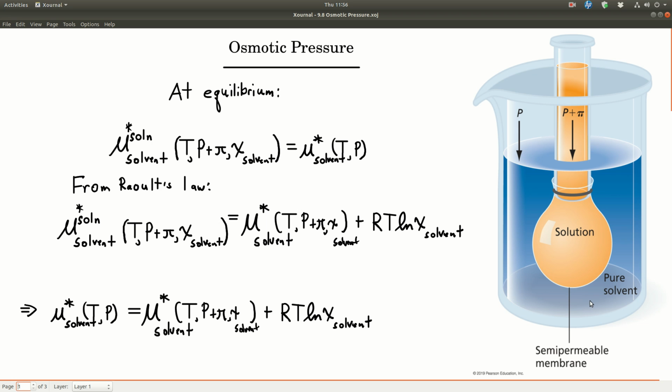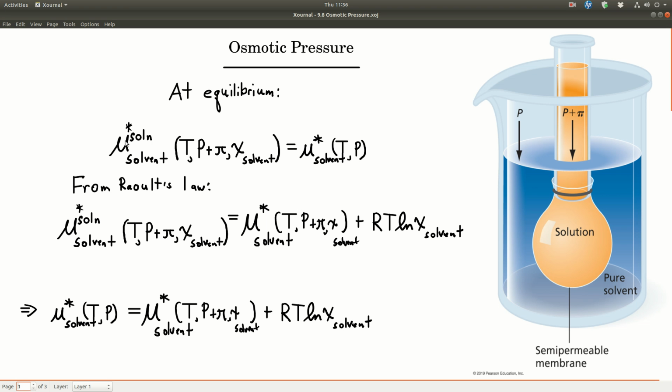Now, as the water passes through the semi-permeable membrane, because the volume is increasing, it's pushing this column up. It's increasing the pressure at the base of this column. That increase in pressure, the difference, is called the osmotic pressure. We'll use the symbol pi for that.